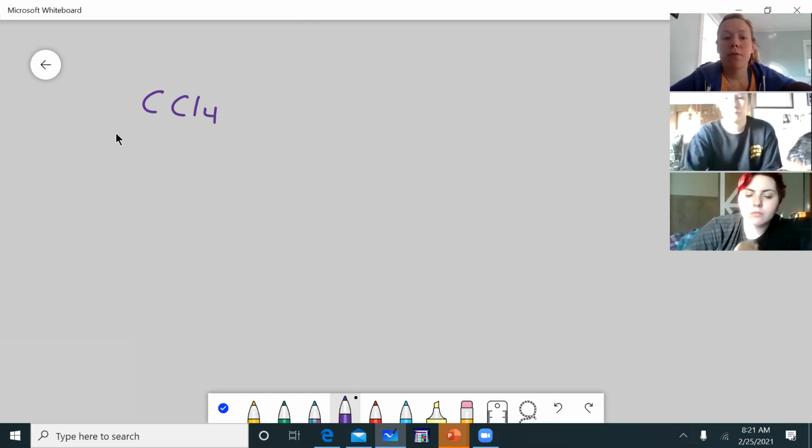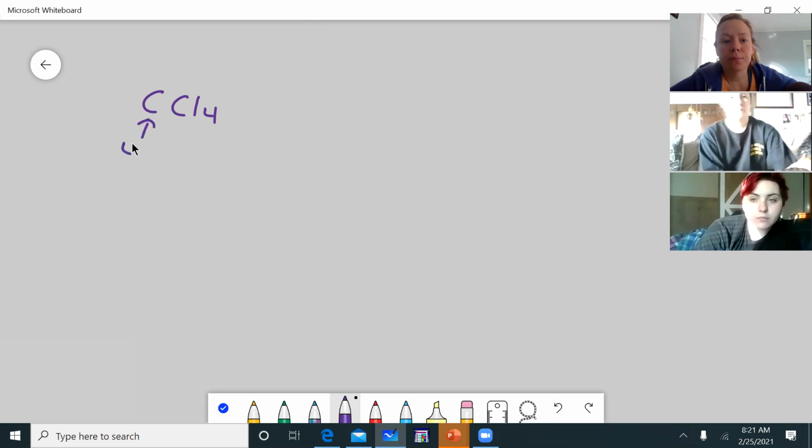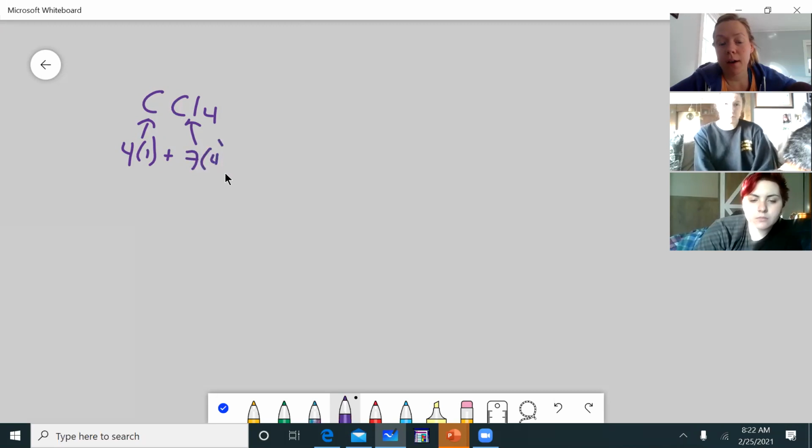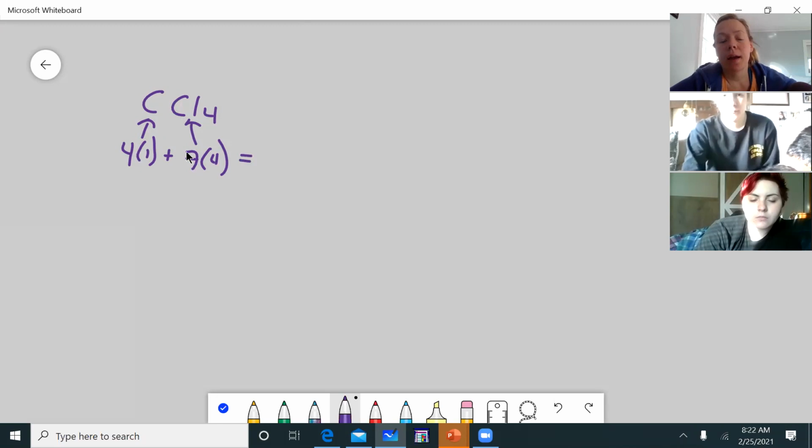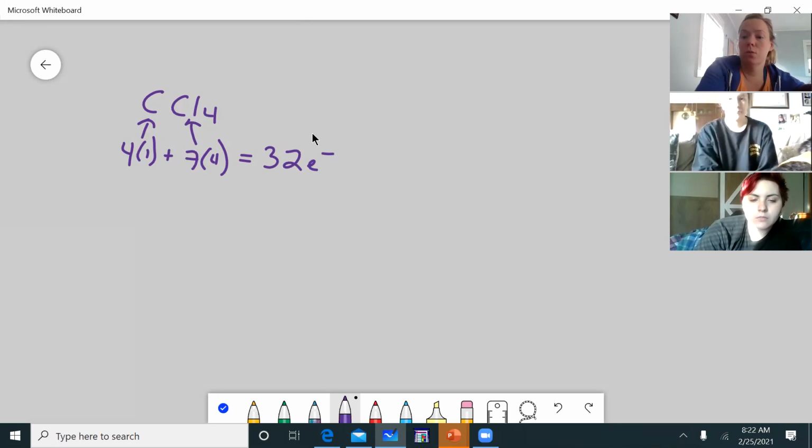So carbon will bring 4 electrons to the table. They're all going to share all these electrons, so we just sum them all up. Carbon brings 4, and there's just 1 carbon, so we multiply by 1. Then we add however many electrons chlorine brings. Chlorine is in column 7, so it brings 7 electrons, and there are 4 of them, so we multiply by 4. Added together, we get a total of 32 electrons that we get to use. You can't have more electrons on the board than that.